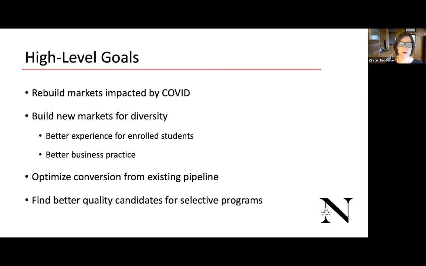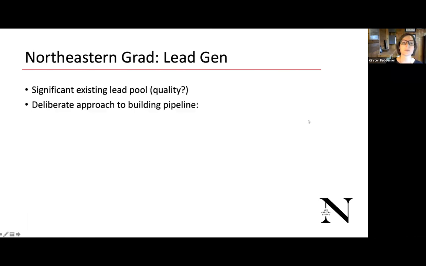We're then also trying to optimize the conversion from our existing pipeline. As I mentioned before, we have a very large lead pool, and we're trying to really identify the students who are going to ultimately enroll at Northeastern. And then lastly, finding better quality candidates for selective programs. There are some programs where we're getting a lot of volume, but they're highly selective. And so even though the lead pool is large, they may not necessarily live up to the requirements set forth by the colleges.